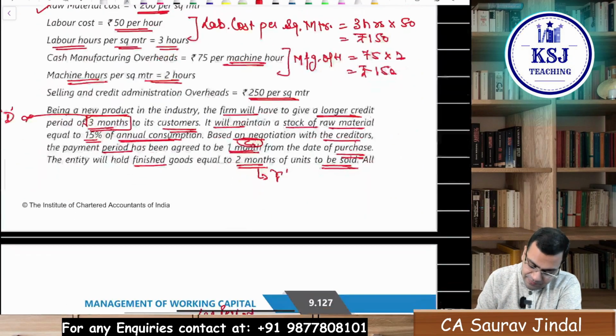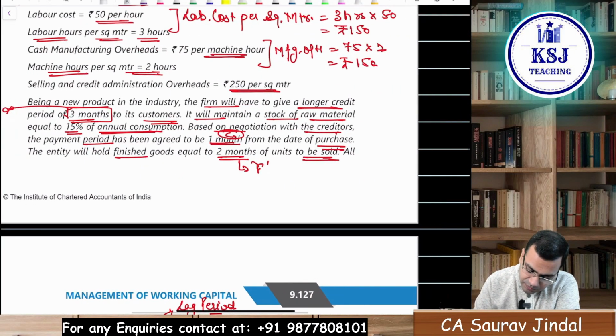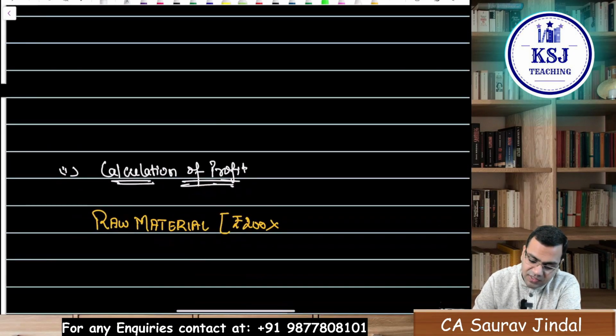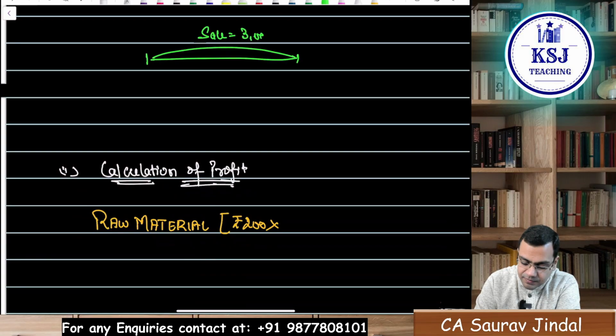Why? Read this line also. The entity will hold the finished goods equal to this much. Now, what is the relevance of this? Try to understand. The company says in this 1 year, we are going to sell 3 lakh units, right? 3 lakh units. At the same time, the company says here we want to keep a closing stock of finished goods.